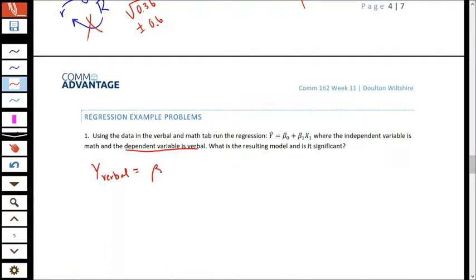And we want to get the model, okay, where we're going to be explaining verbal with math, and it asks us, what's the resulting model? So basically that's just asking us for the equation, and is it significant? We're going to look at that F-test and T-test there.